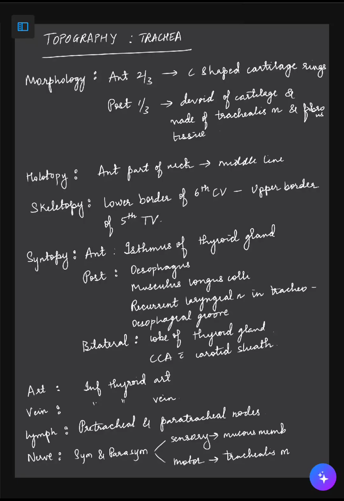Now we move on to the next, which is topography of trachea. In the trachea, there are differences in structure. How? Anterior 2/3 has C-shaped cartilaginous rings, but posterior 1/3 has no cartilage and is made up of trachealis muscle and fibrous tissue. Holotopy is anterior department along the midline of the neck. Now what is the function? Air passage. Skeletopy: lower border of 6th cervical vertebra and upper border of fifth thoracic vertebra.